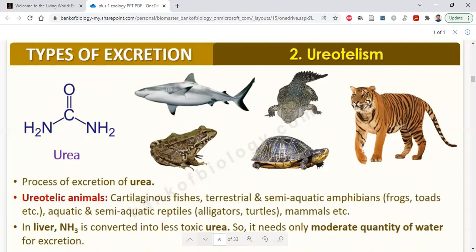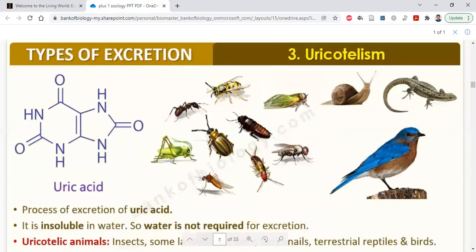And uricotelism: majorly it is released in the form of uric acid. It is insoluble in water, so water is not required for excretion. Uricotelic animals, as you are seeing, are the major arthropods, birds, snails, like that.